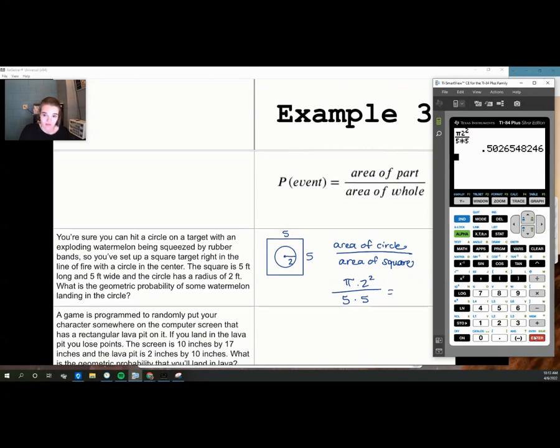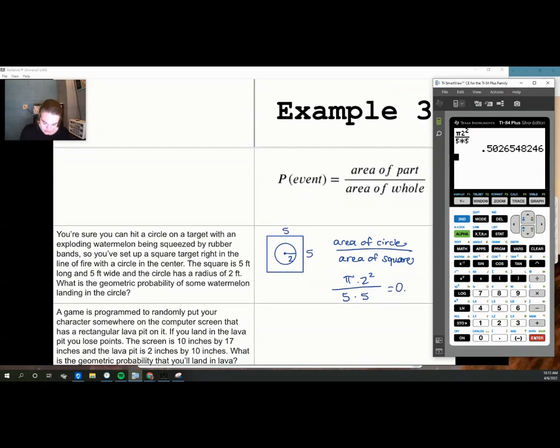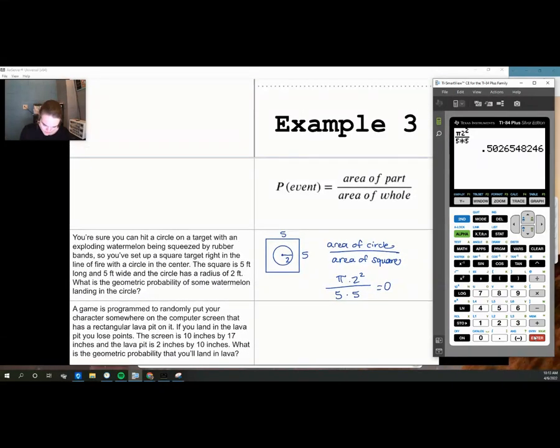So my probability is 0.503, or 50.3%. It's pretty good. It's okay odds, I guess. Okay, that's how geometric probability works.